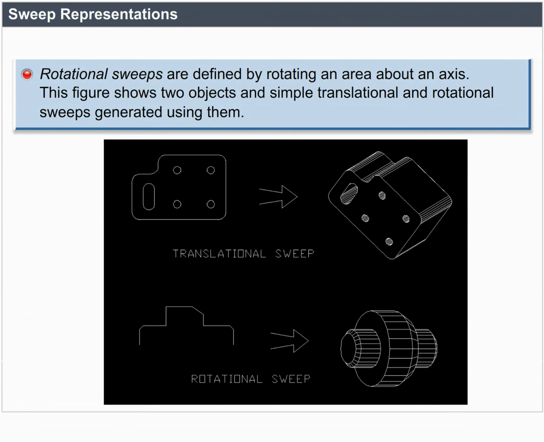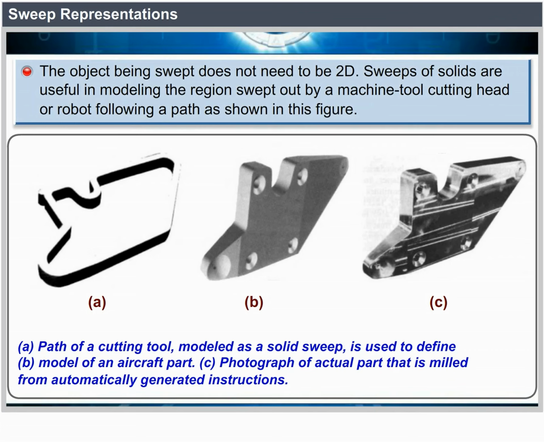The object being swept does not need to be 2D. Sweeps of solids are useful in modeling the region swept out by a machine tool cutting head or a robot following a path, as shown in this figure. Path of a cutting tool modeled as a solid sweep is used to define a model of an aircraft part. Photograph of actual part that is milled from automatically generated instructions.